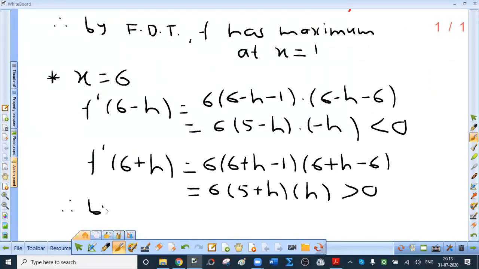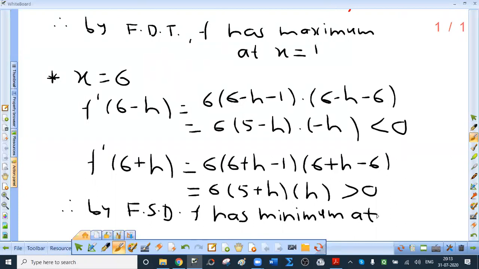Therefore, you have to write the full form: by first derivative test, function has local minimum, or just minimum, at x equal to 6. Okay, good. Write this, and now we will be using the second derivative test.